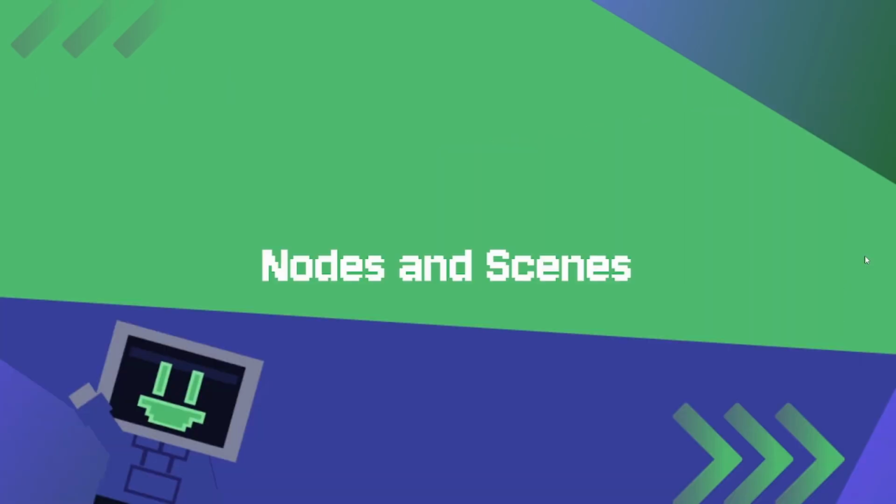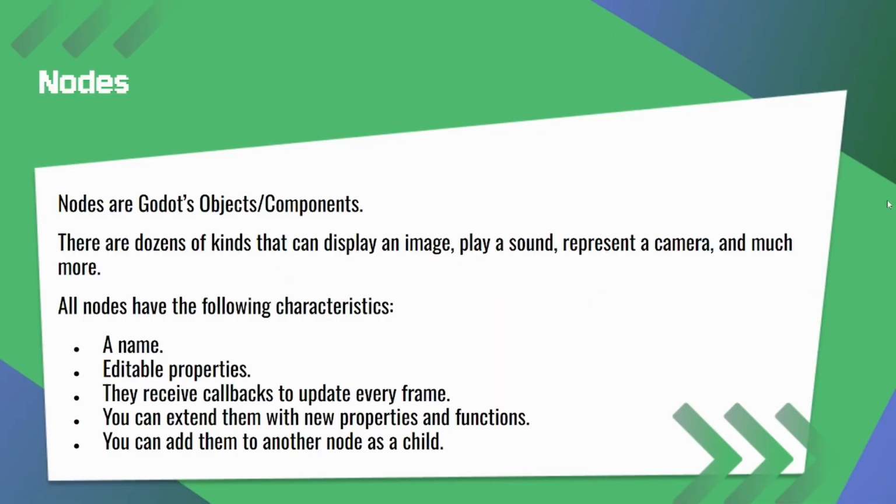I've talked a little bit about nodes and scenes, so I'm going to explain what those are. Nodes are Godot's equivalent to objects or components. I believe components is what they're called in Unity. There are many kinds of nodes that can do different things, like display images, play sounds, be a camera, be a player, etc. They all share the following characteristics.